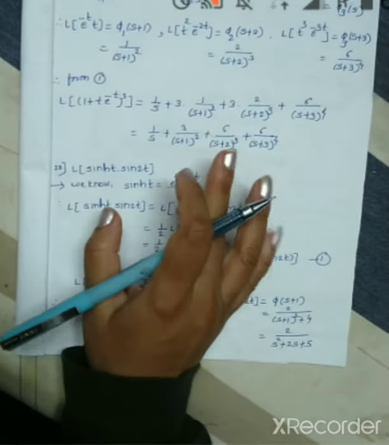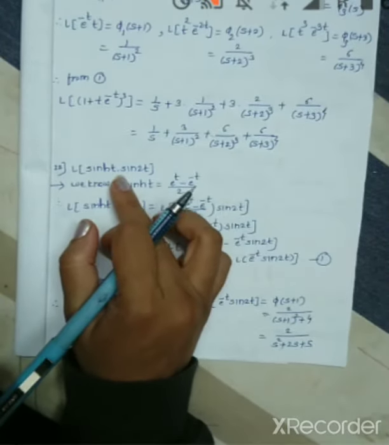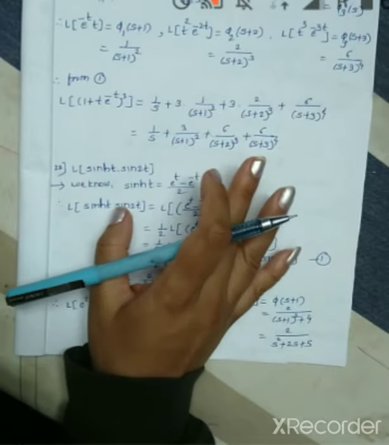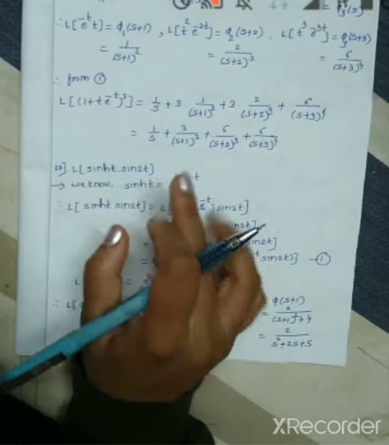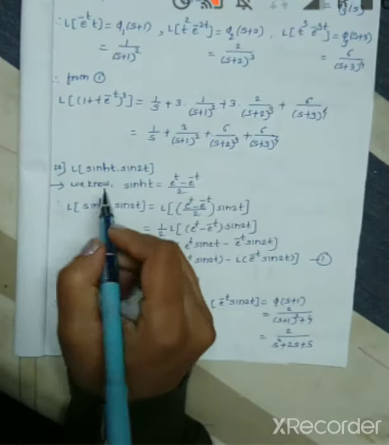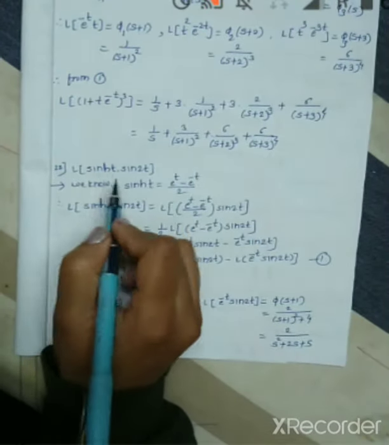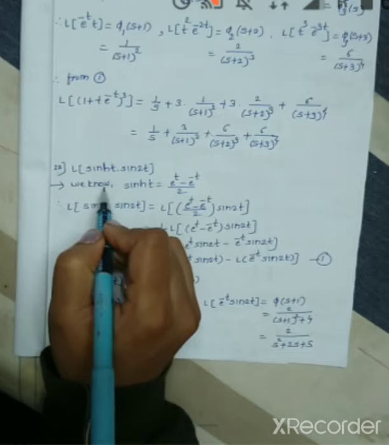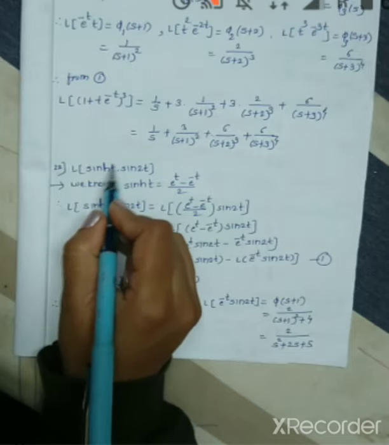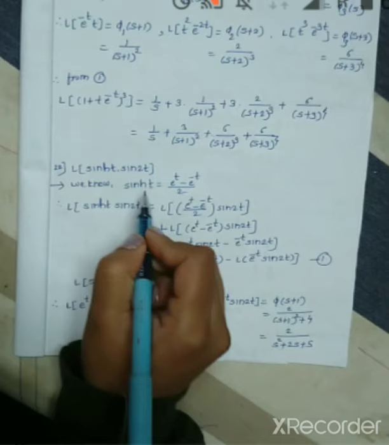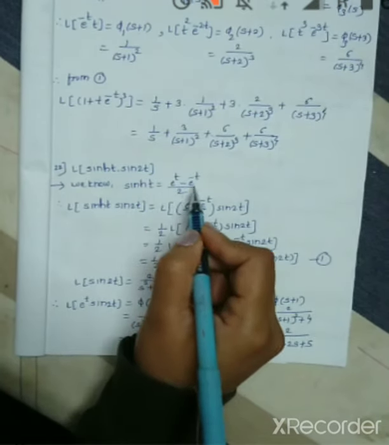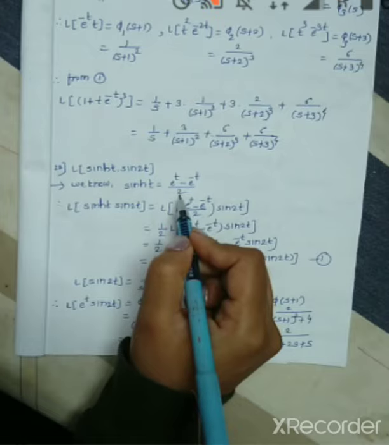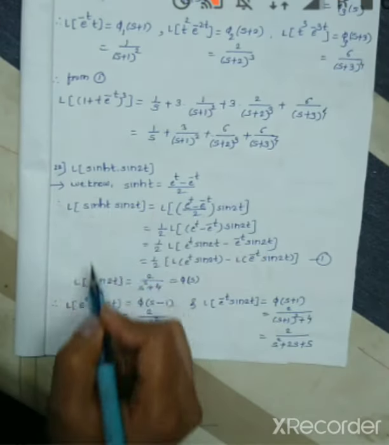In every example, wherever sine hyperbolic or cos hyperbolic is there, you have to first convert it by its mathematical expression. Here sine hyperbolic t is there. The first step of our example is to convert this sine hyperbolic. The sine hyperbolic t formula is e raised to t minus e raised to minus t upon 2. Put this value in the expression.